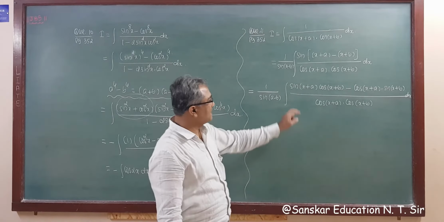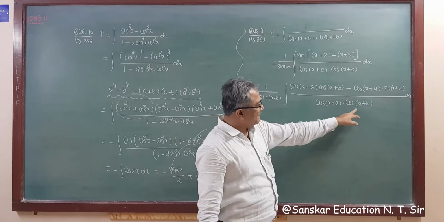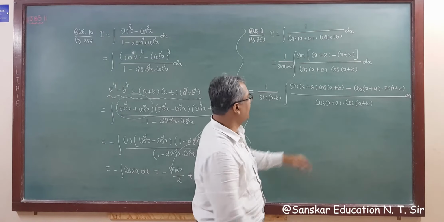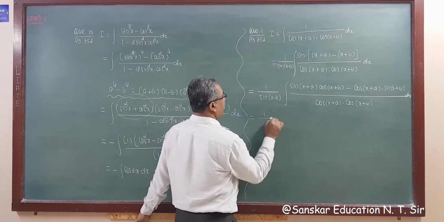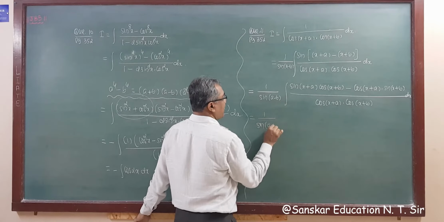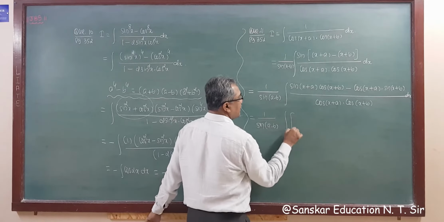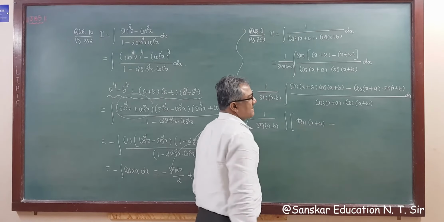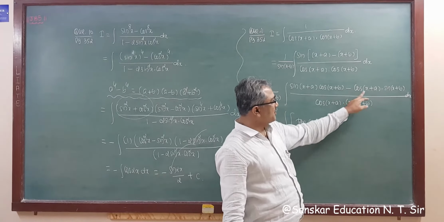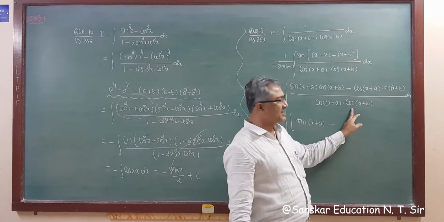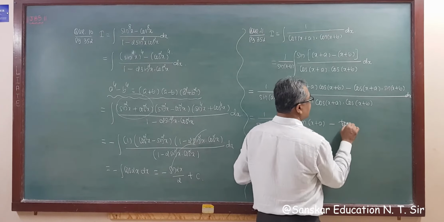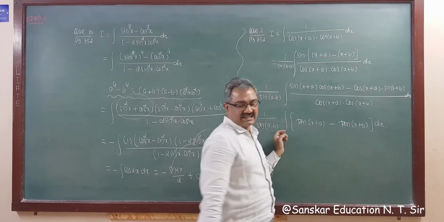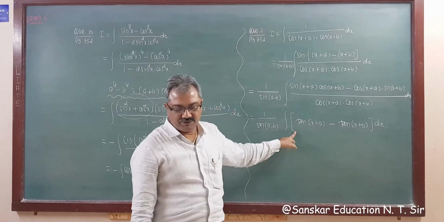Now bifurcating this, cos x plus b and cos x plus b will be cut. So sine upon cos is tan x, right? So we will get 1 upon sine a minus b integration, this is tan x plus a minus. Now here cos x plus a cancels. So sine upon cos is again tan. So the answer is tan x plus b, and bracket over dx. Got it? That is what we did.